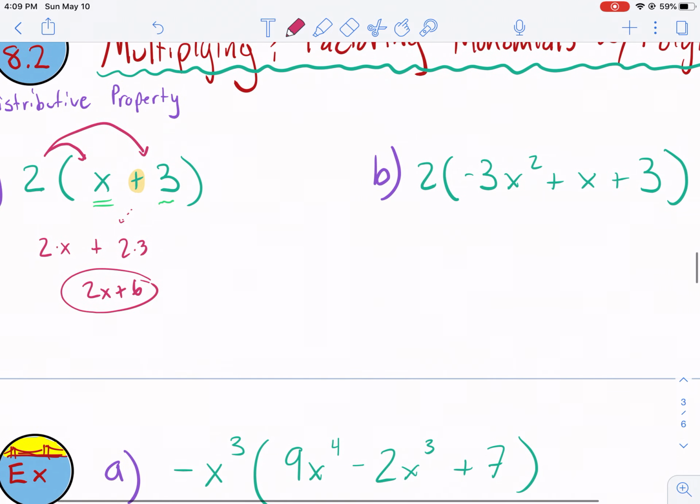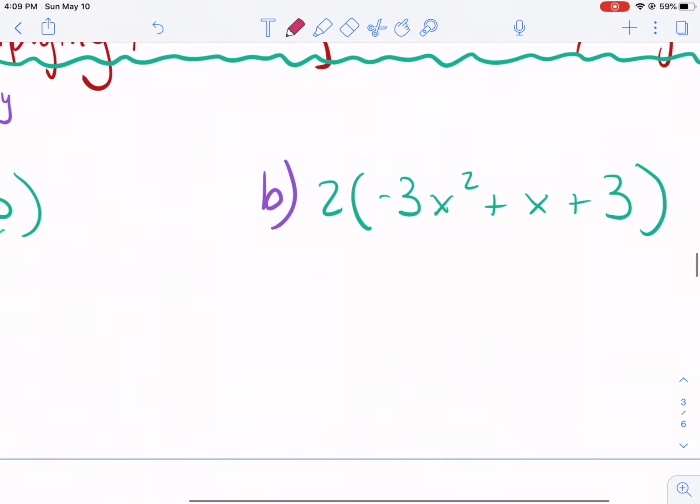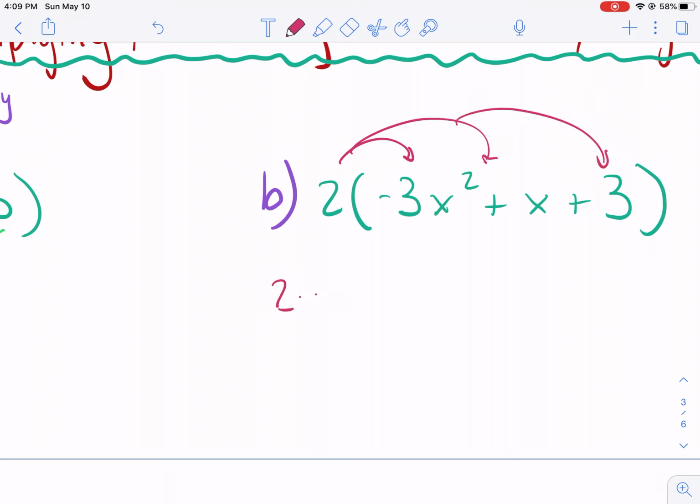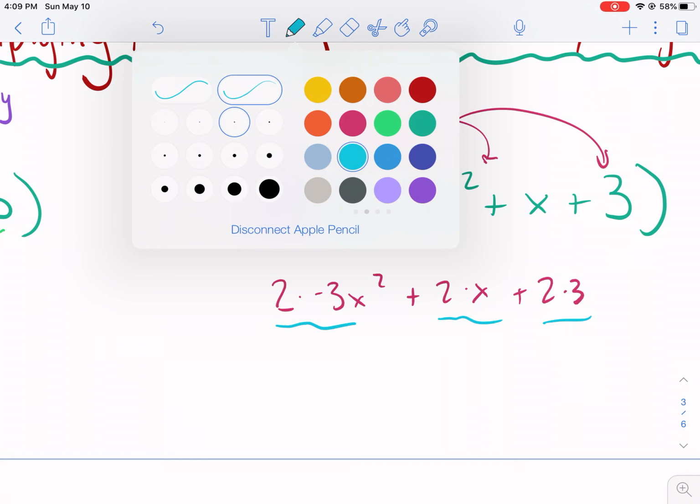Okay, moving on to B. We're going to do the same thing. Now, even though there's more than 2 terms now, we can just still apply the same concept. That was kind of a sloppy arrow, but you get my meaning, hopefully. So the first thing we do is we do 2 times the negative 3x squared, plus the 2 times the x, plus the 2 times the 3. These are all unlike terms, and there's not going to be anything we can combine here.